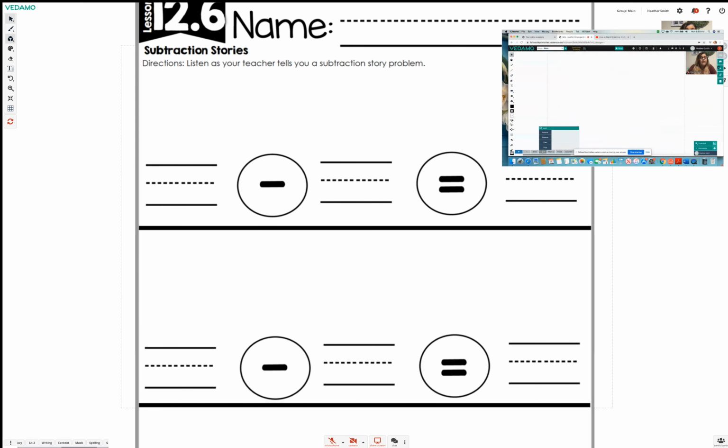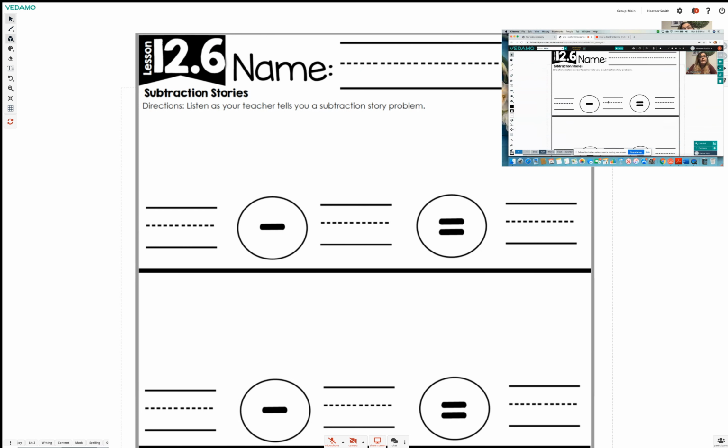And then for math, we are doing lesson 12.6. So for this lesson, your child needs to listen to the teacher and then write the subtraction problem. So let's do the first one. And of course, I don't have pen and paper to write it down. I have not thought of the subtraction problem yet, so let me do that. Let's do, Miss Heather has 10 dogs, but I gave 5 of them to Miss Luba.